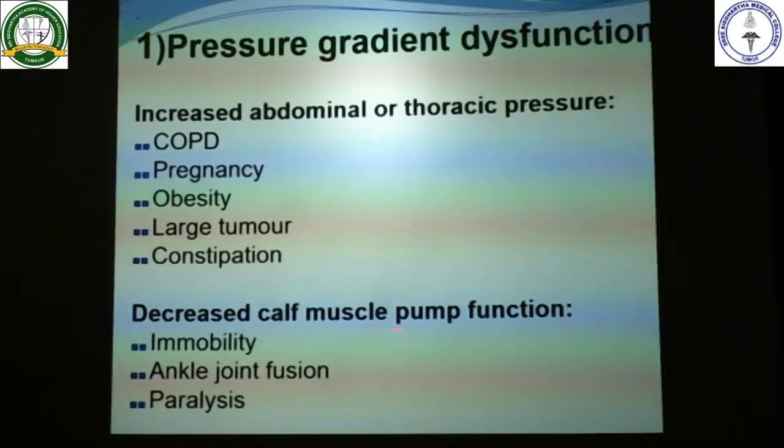Whereas in the case of decreased calf muscle function, whenever you walk, the calf muscle will act. In case of immobility, ankle joint fusion, paralysis, or in hospitalized patients with long-standing duration, it usually causes decreased calf muscle function, and also it is responsible for venous hypertension. This is the first category.